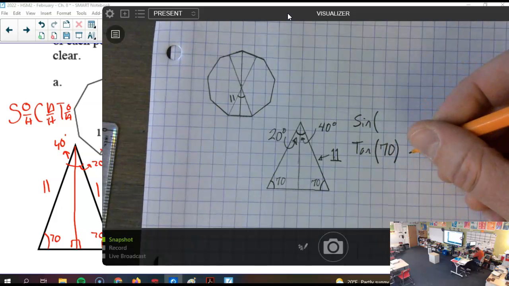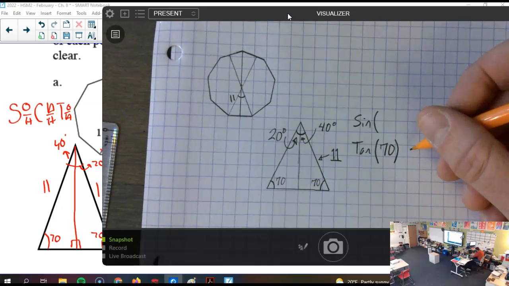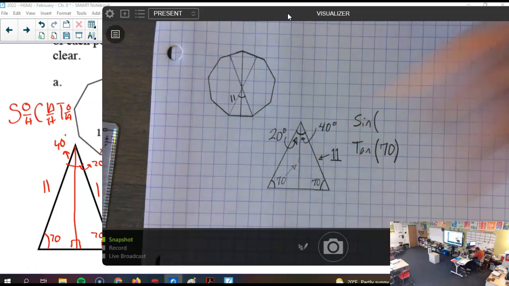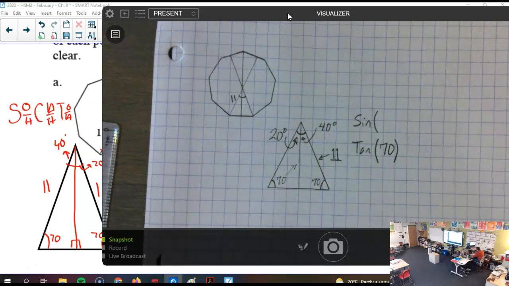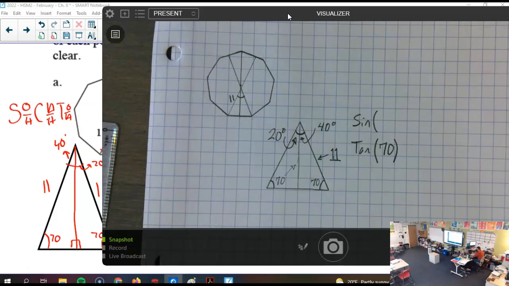Sure, tangent of 70 is 11 over x. No, wait, what is the tangent function? Opposite over adjacent. Do we know the opposite? Yeah, that's x. No, 11. No, the opposite is x. And then the, no, it's 11. What? You've got to say more words, Akshay. You can't just say no.